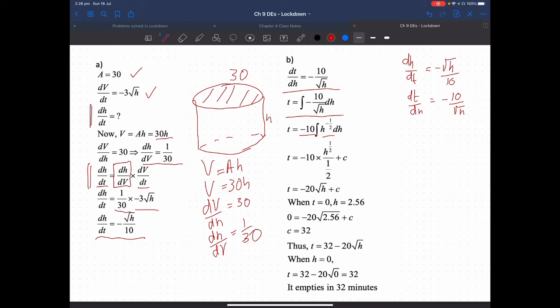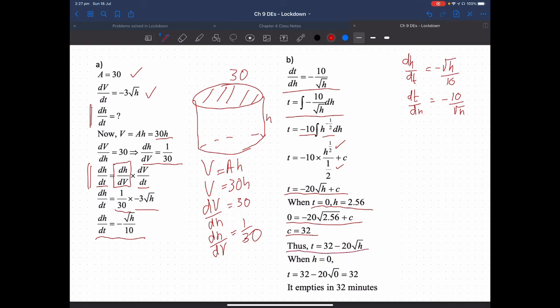So when we anti-differentiate, we add 1 to the index power and we get h to the positive 1/2, and we divide by that positive 1/2. Tidying that up, that gives us t equals negative 20 root h plus c. Now remembering the information we were given about that point, t equals 0 when height is 2.56. Substituting that into the formula we just generated, we can solve for c, and we get c equals 32. That means our relationship is t equals 32 minus 20 root h.